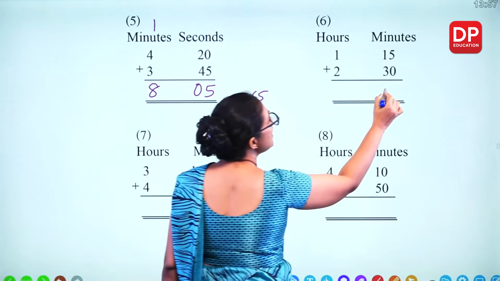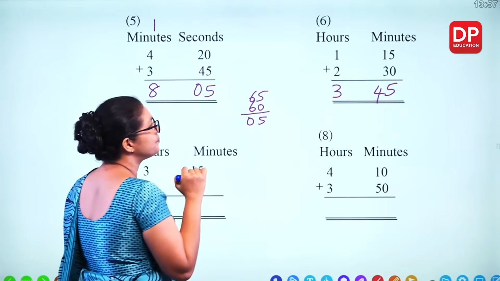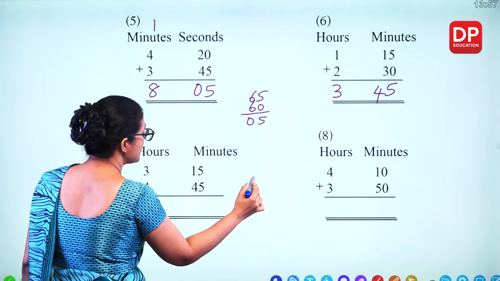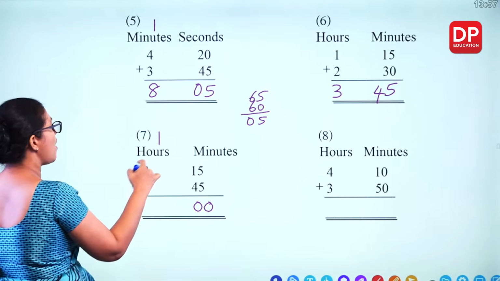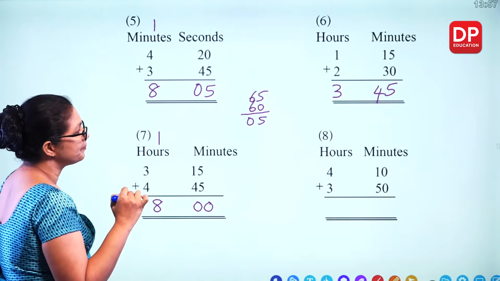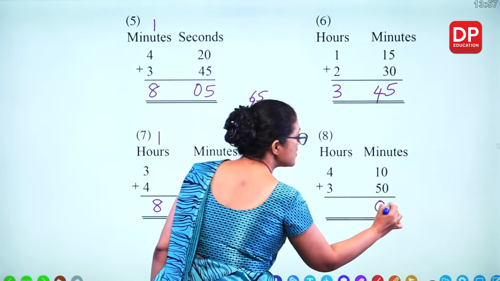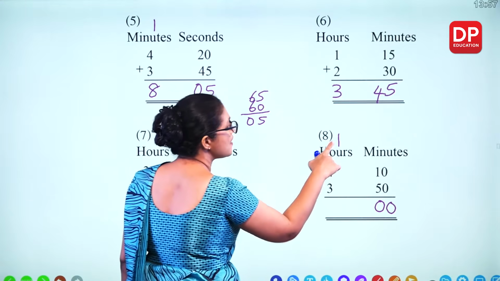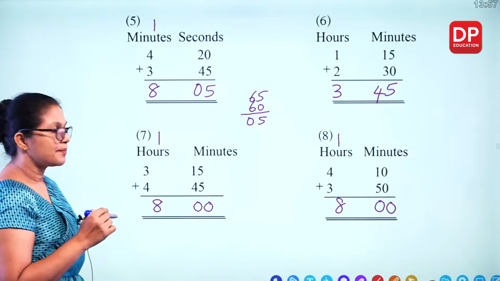Here 30 plus 15, 45. 2 plus 1, 3. 45 and 15, you get 60. 60 minutes you can't write. So 0 and take 1 hour there. 3 plus 4, 7 plus 1, 8. 10 plus 50, 60. 60 minutes you can't write. 0 and take 60 as 1 hour. 4 plus 3, 7. 7 plus 1, 8. 8 hours and 0 minutes.